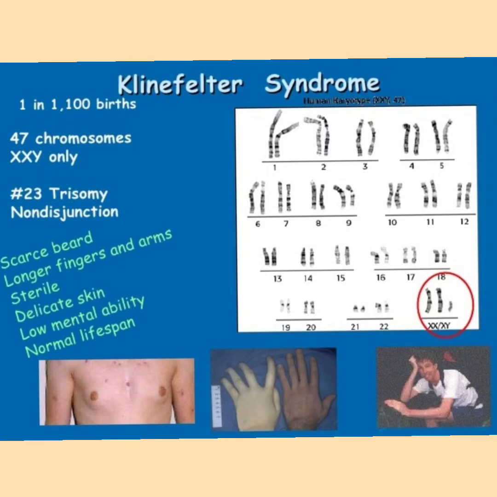Non-disjunction can also occur. So what are the symptoms? Scarce beard, long fingers and arms, sterility, delicate skin and low mental ability can occur, with a normal lifespan.